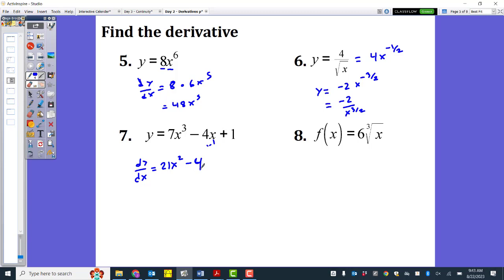All right, for number 8, we're looking at an exponent here. This is just reminding you how exponents for roots and radicals work, this is 6x to the 1/3. The 1 is the power on the inside, the 3 is the power of the root. So we have f prime of x equals 2, because we pull down the 1/3 and multiply, x to the negative 2/3, because we're subtracting 1 from that. So 2 over x to the 2/3. Okay?